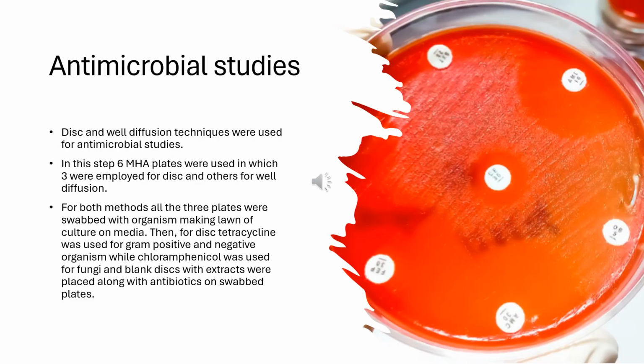Moving on to our final test. Firstly, for the disc diffusion technique, we have used our blank disc and our antibiotic disc, specific for gram-positive, gram-negative, and fungi. Firstly, the plates were swabbed with the bacterial lawn. Each one was kept with a blank disc having orange and pomegranate peel extract and one antibiotic disc, which was our positive control. The antibiotic discs which were used are tetracycline and chloramphenicol. We used tetracycline for both our gram-positive and negative bacteria, while chloramphenicol was used against fungi.